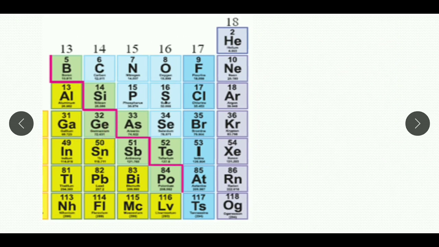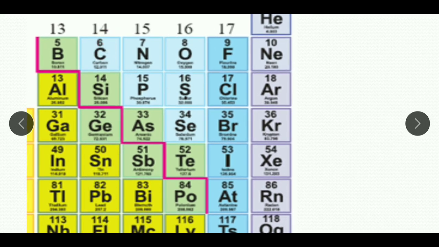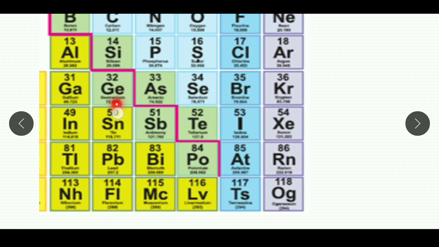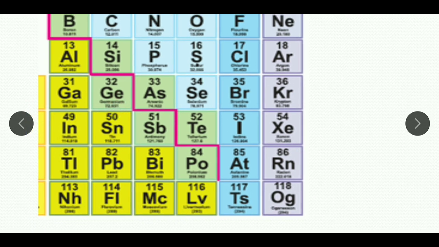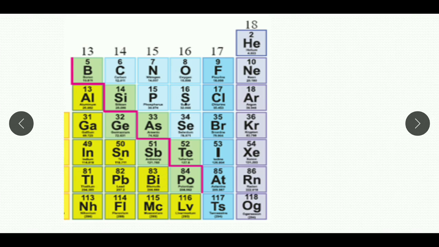That means 1s2, 2s2, 2p1. Aluminium, 13: 1s2, 2s2, 2p6, 3s2, 3p1. Gallium will be 4p1, indium will be 5p1. Like that, if we move down the 13th group, the outer electronic configuration will be ns2 np1. That is, the last shell has s complete with 1 electron in the p subshell, because boron is 2s2 2p1, aluminium is 3s2 3p1.